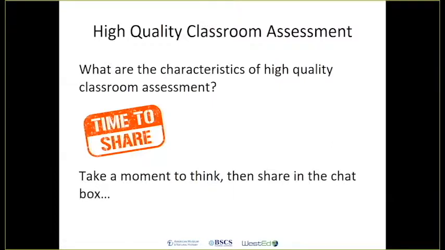Okay, so when you're thinking about assessments now, what are the characteristics of high-quality classroom assessment? Take a moment to think and then share your ideas in the chat box.